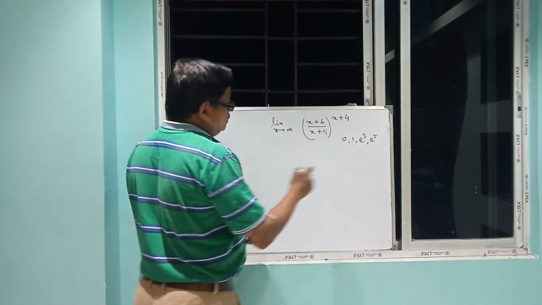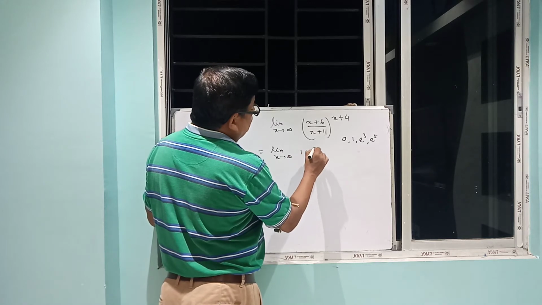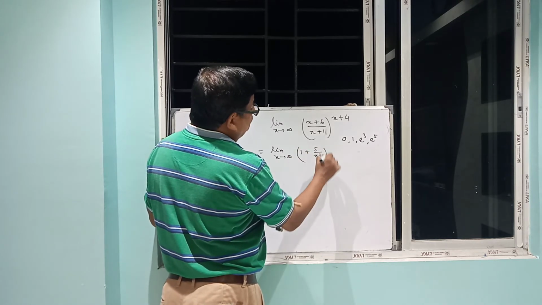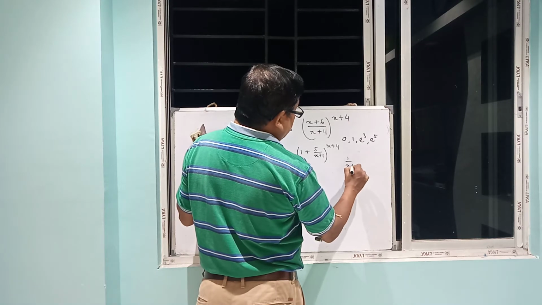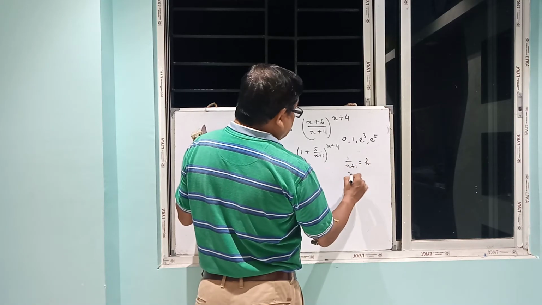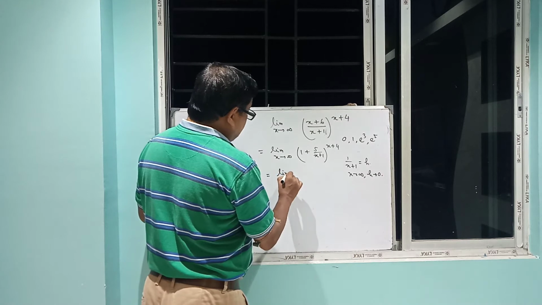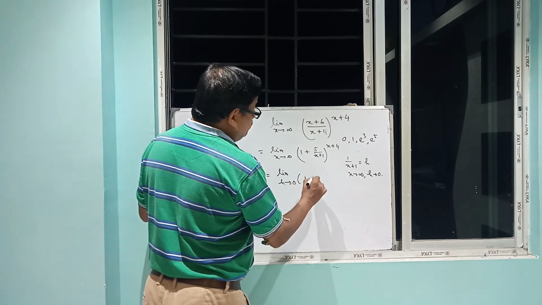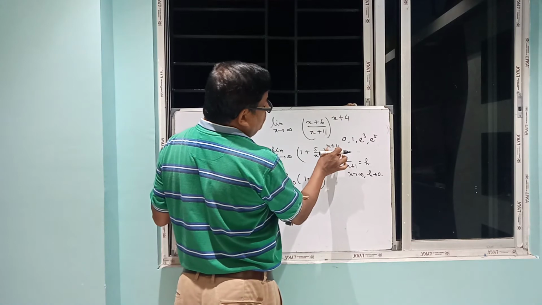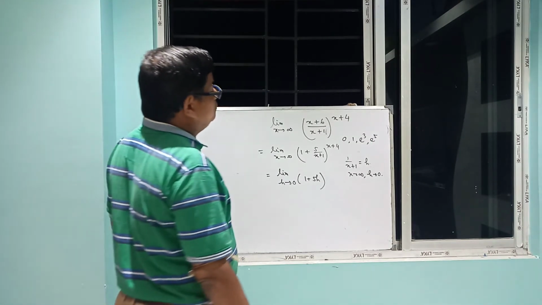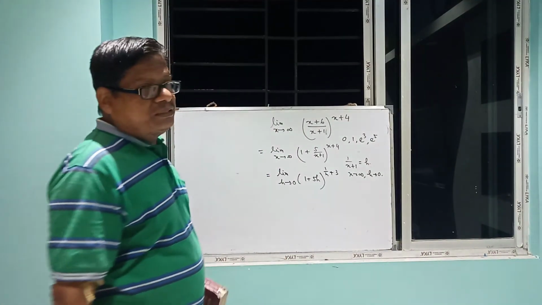Number 5. So look here. Limit x tends to infinity, there, 1 plus 5 by x plus 1 can write now, x plus 4. Okay, so write 1 by x plus 1 as h. And x tends to infinity means h tends to 0. Now write limit h tends to 0, 1 plus 5h, x plus 4 is there. Okay, so x plus 1, and 3 you can write, no? So 1 by h plus 3. Understood?